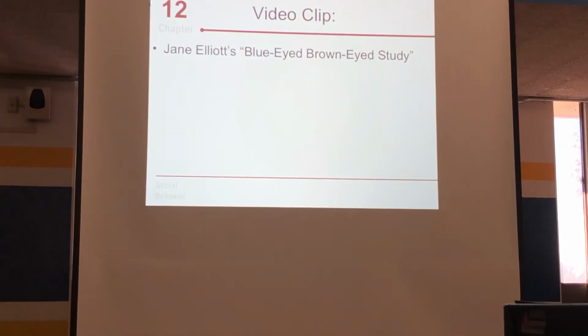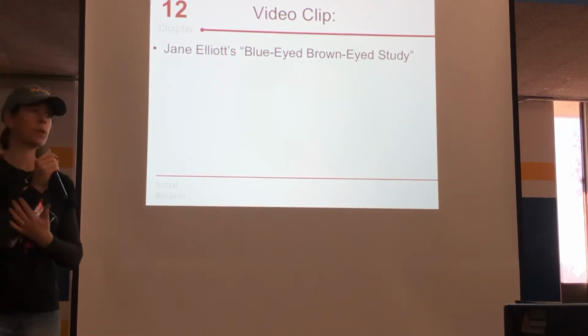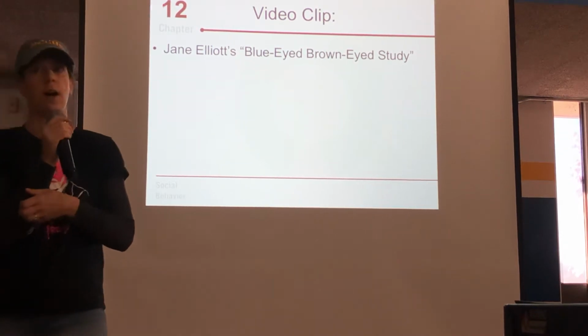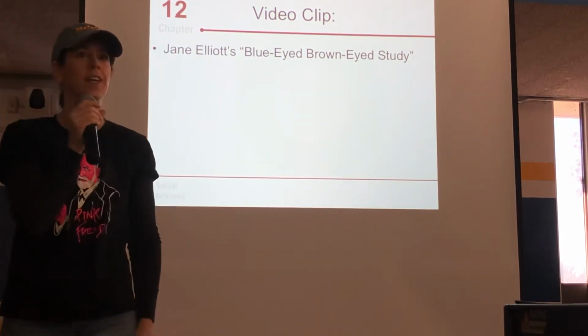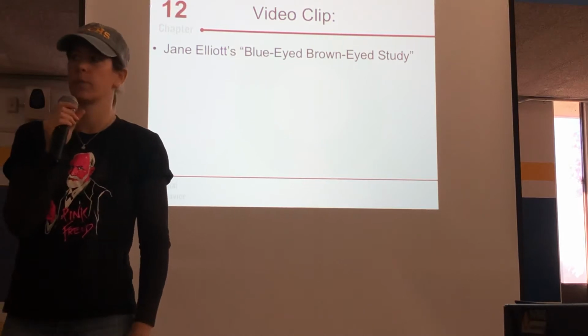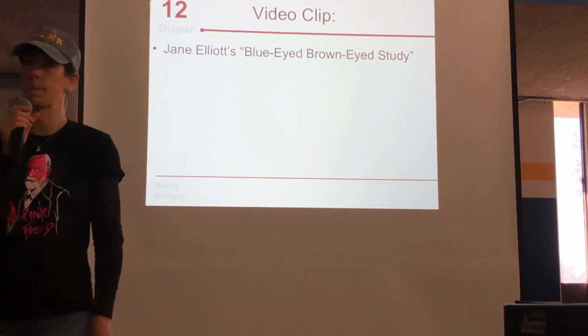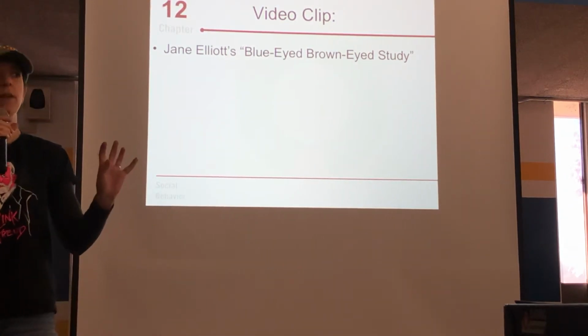Jane Elliott's blue-eyed, brown-eyed study. So remember, she did a little experiment on her third graders, to show them what discrimination felt like, because she felt like you don't really know how it feels unless you're in that position. So she separated them by what? Eye color, right? The title of it. And what did she notice? The students performed better. So one group felt superior.